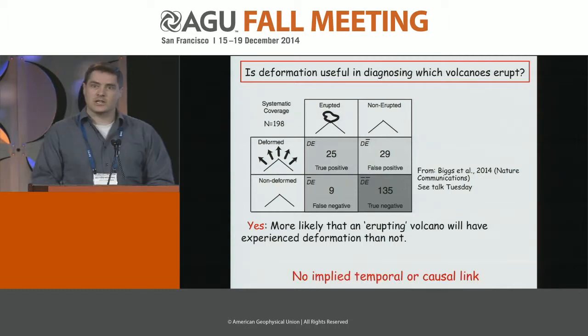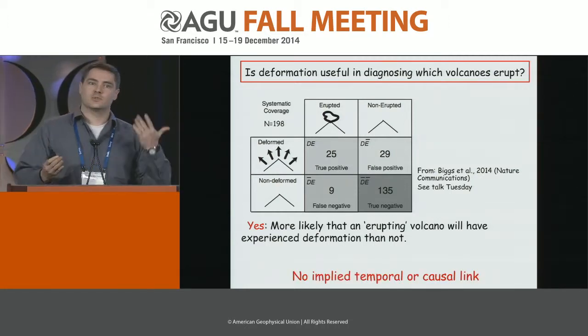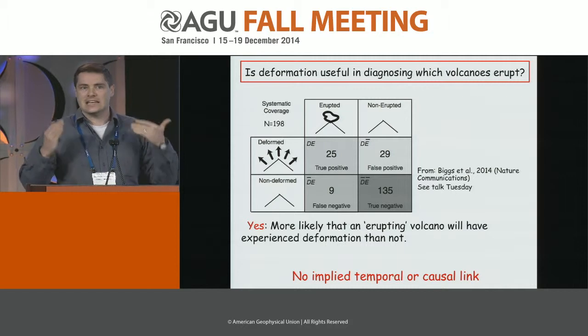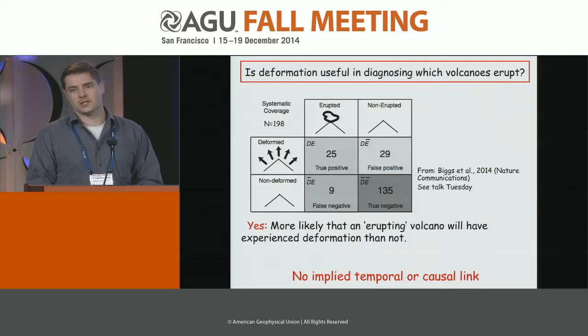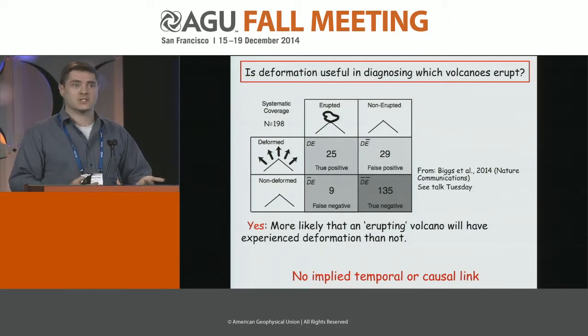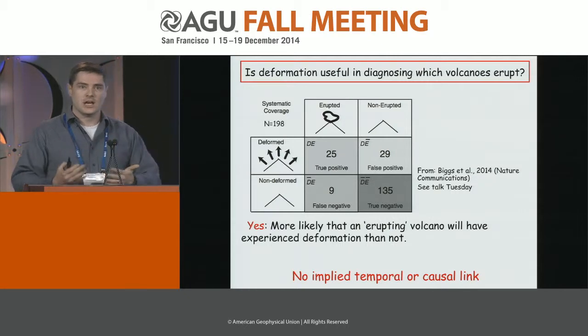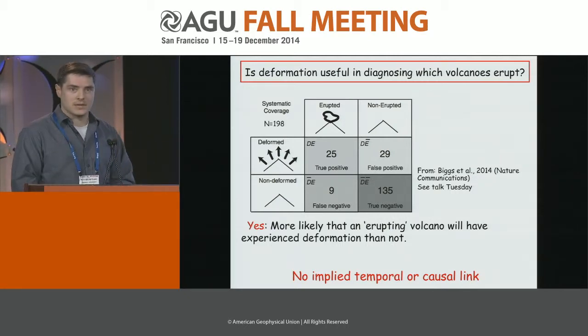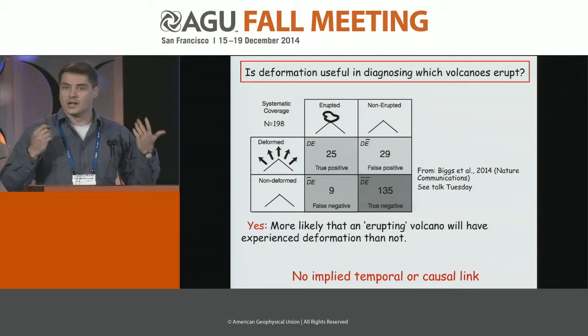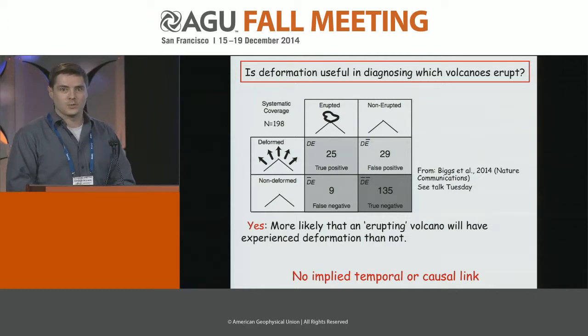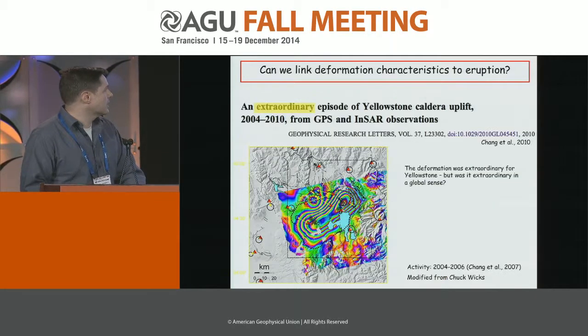But the key question is getting beyond this basic correlation between deformation and eruption to say, for an individual episode of deformation, can we say something about its characteristics in terms of magnitude, duration, and the location where it is happening? This is an active area of research where new data sets like NISAR will be very critical for helping to understand that causal link.